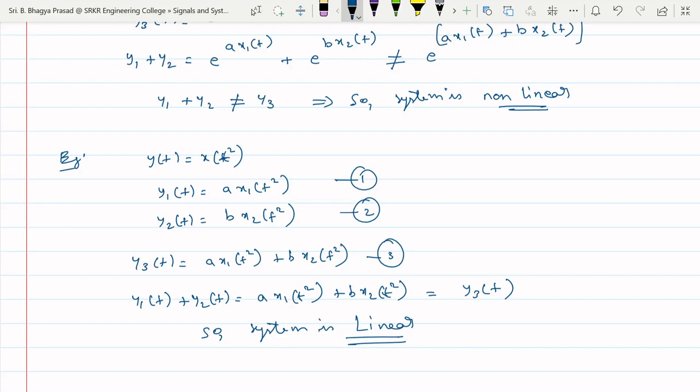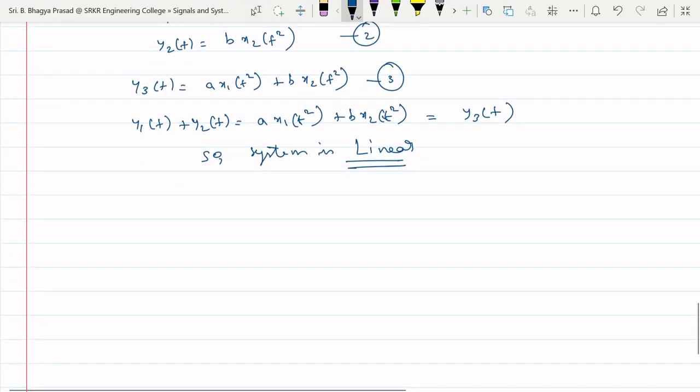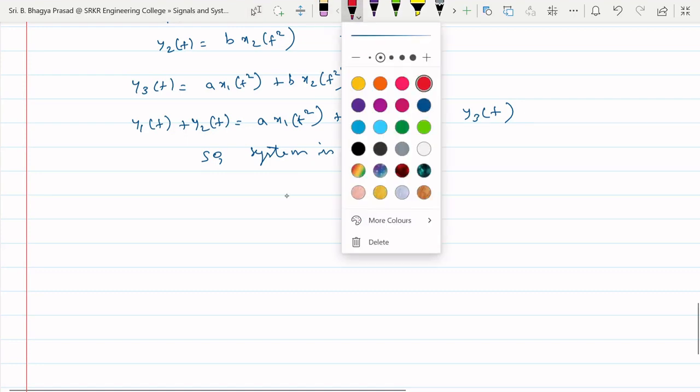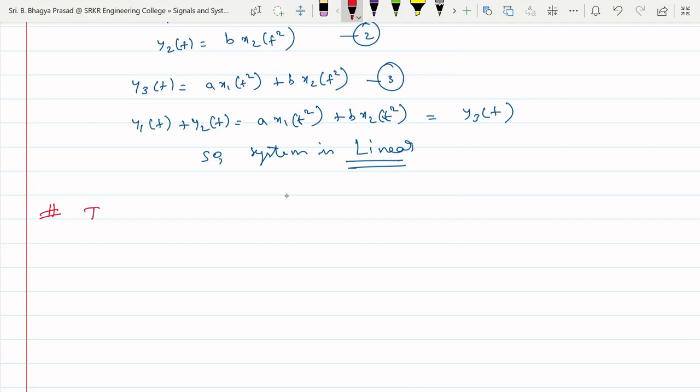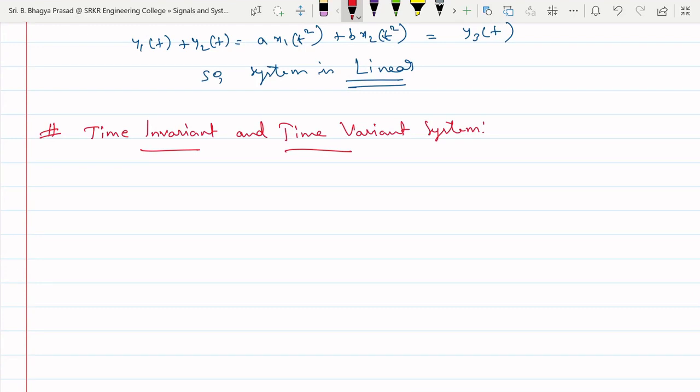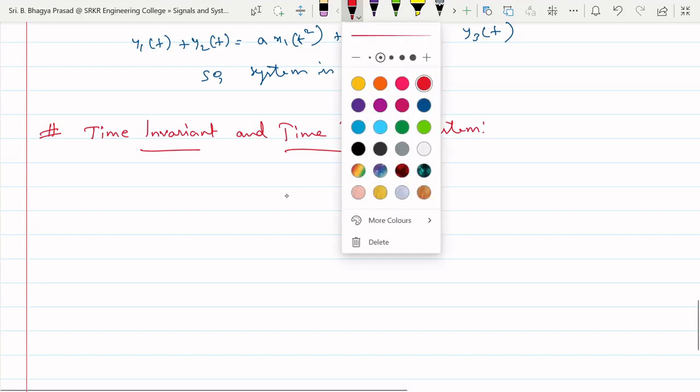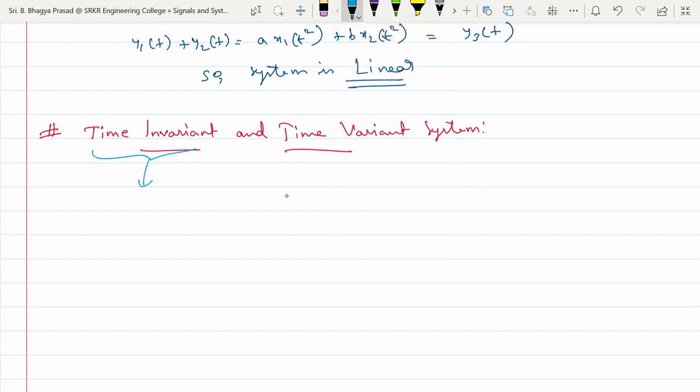Okay, so another important system is variant systems, that is time variant or time invariant. So time invariant and time variant system. Right. So it's a property of the system which makes the behavior of the system independent of time. Okay, so time invariance indicates that the system behavior is independent of time.